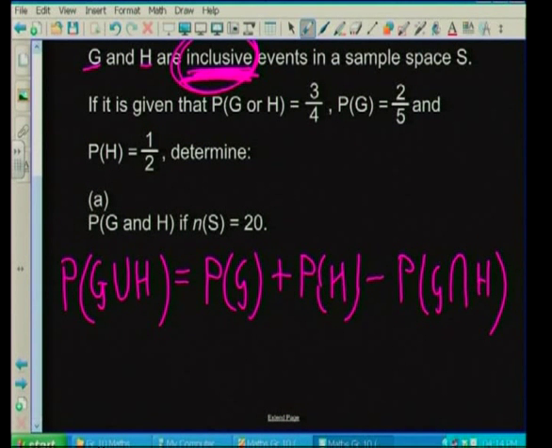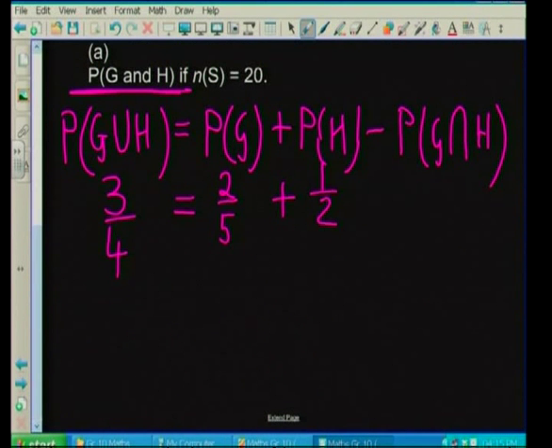Now let's have a look at what information is already given to me. I am told that the probability of G or H is 3/4. So G or H, that's G union H, that's 3/4. I am told that the individual probability of G is 2/5, that the individual probability of H is 1/2. And I'm asked for G and H. And of course, G and H is G intersection H, and this is exactly the bit that I'm looking for.